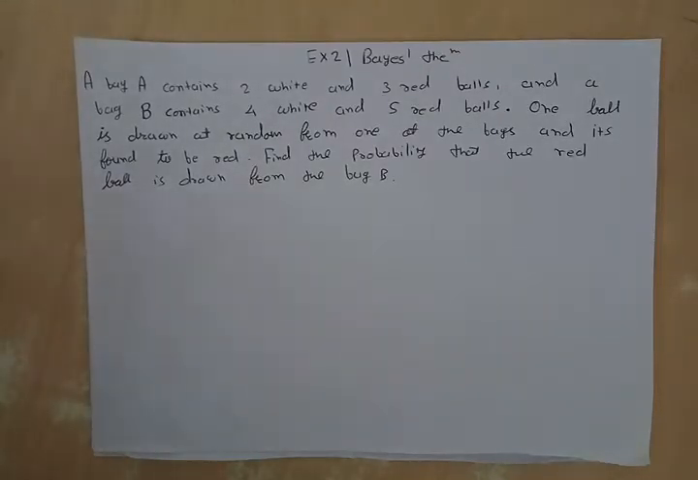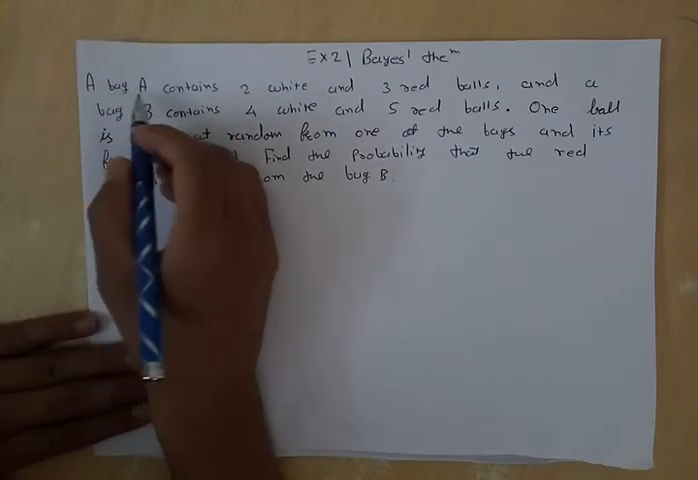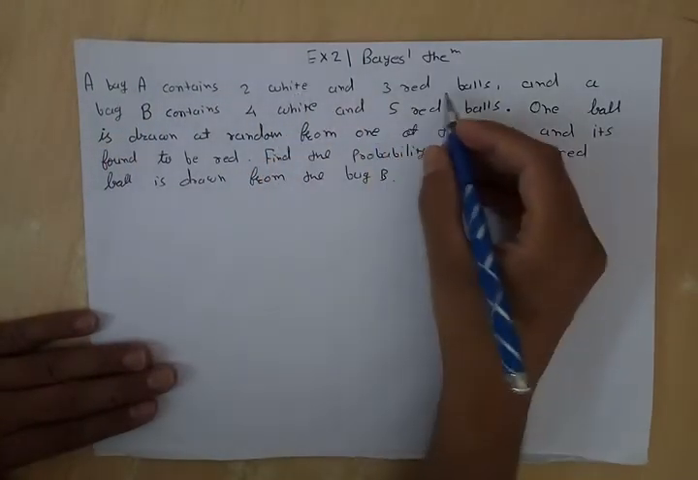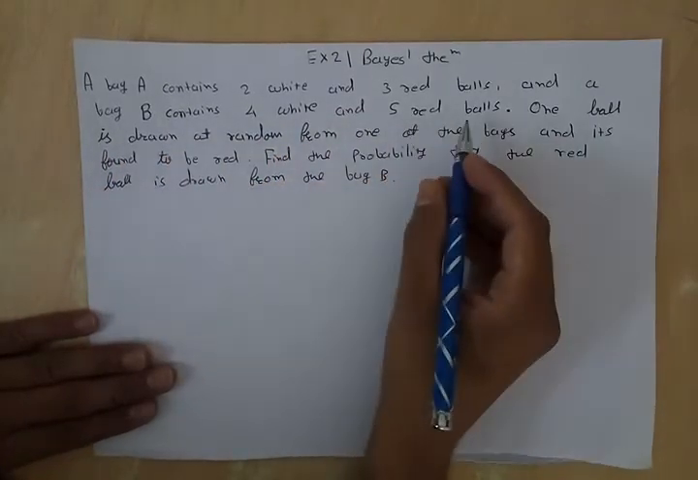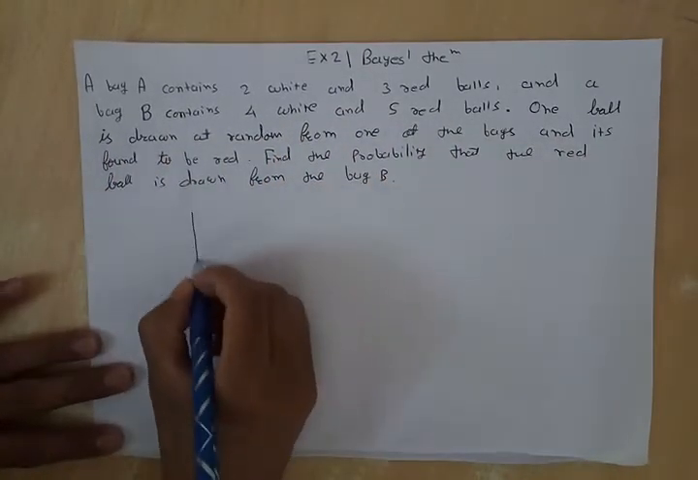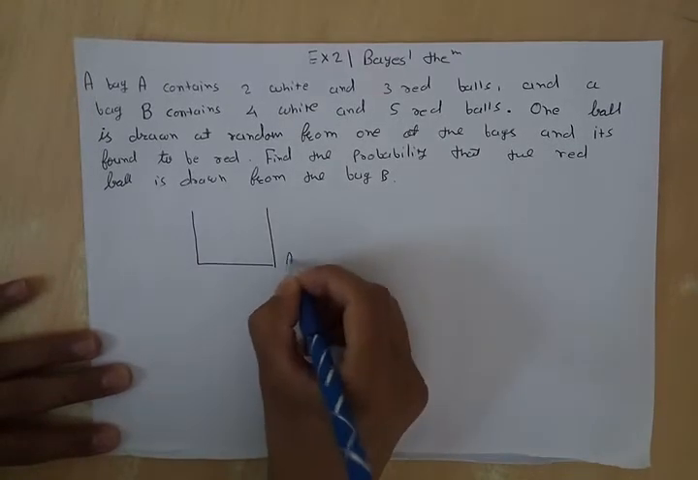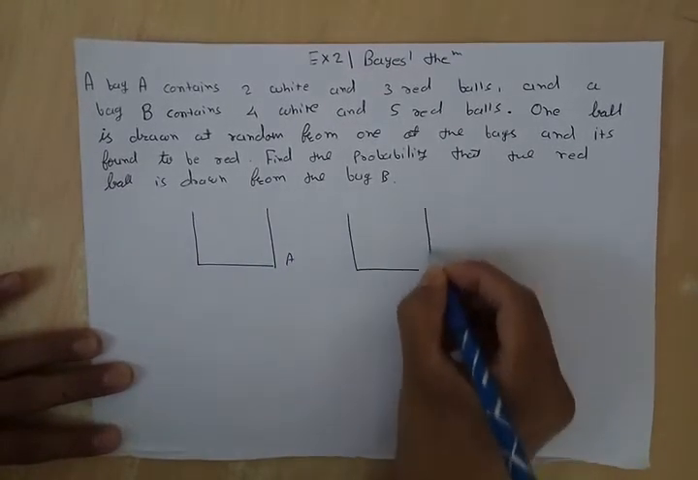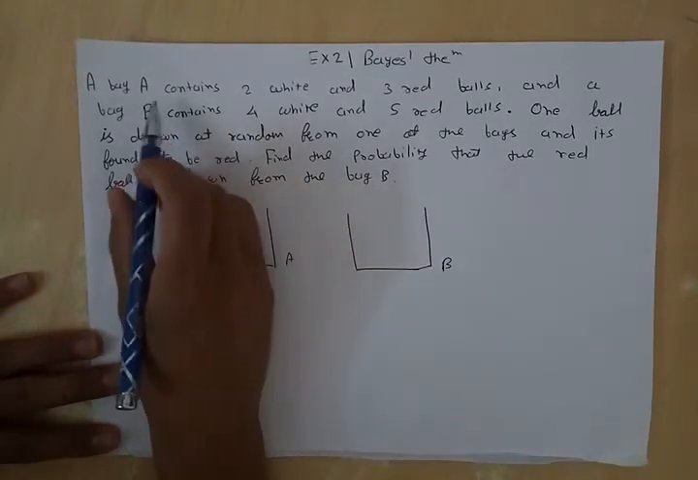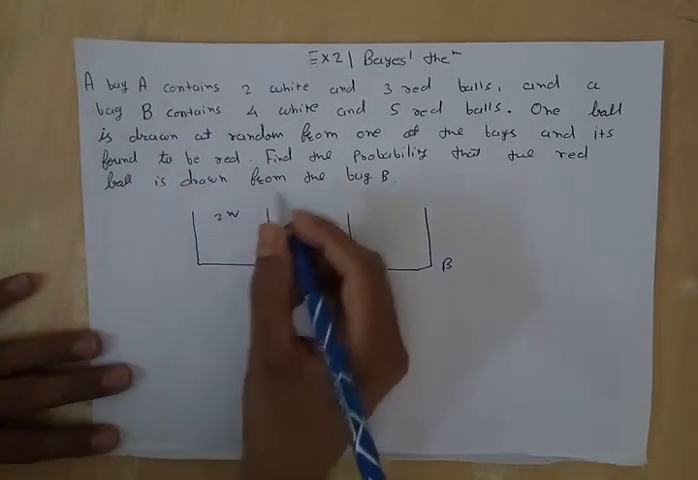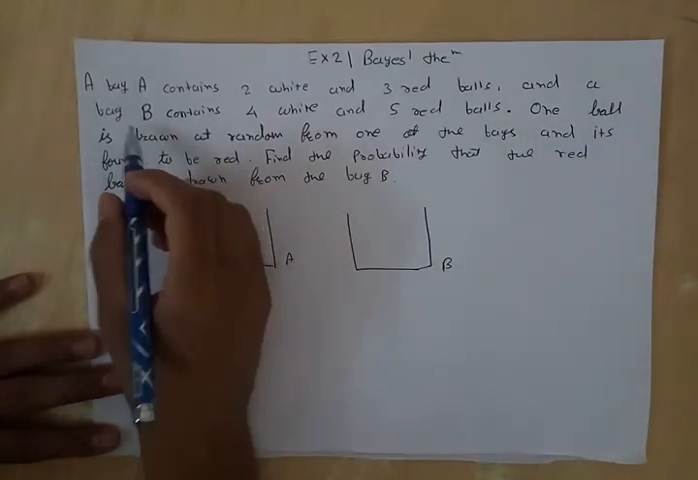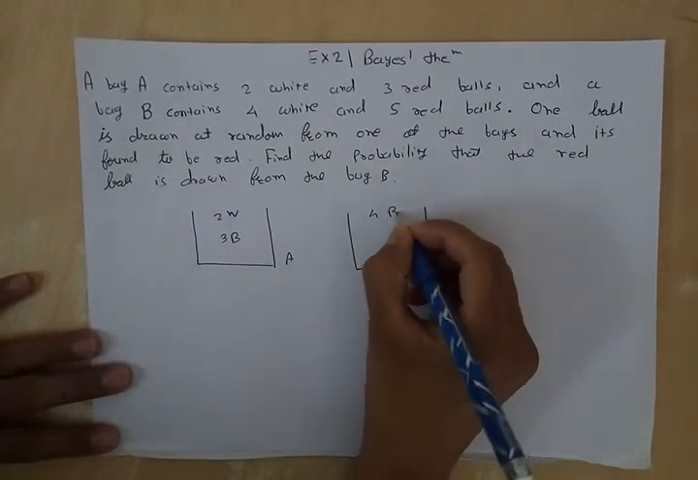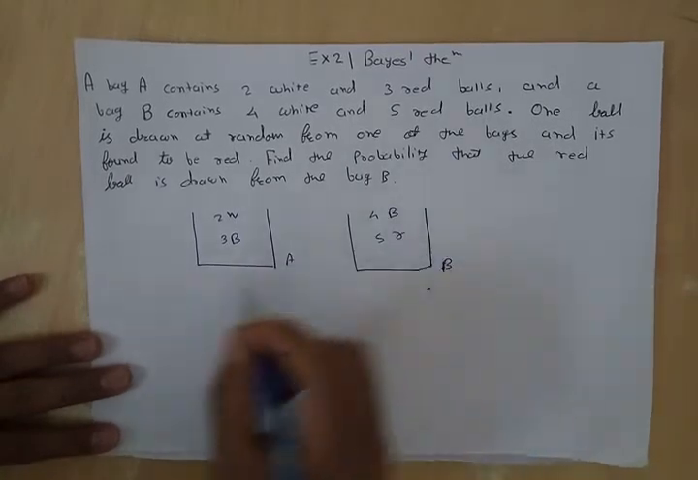Let us do an example using Bayes' theorem. The question says a bag A contains 2 white and 3 red balls, and bag B contains 4 white and 5 red balls. So we have two bags, bag A and bag B. Bag A has 2 white and 3 red balls, and bag B has 4 white and 5 red balls.